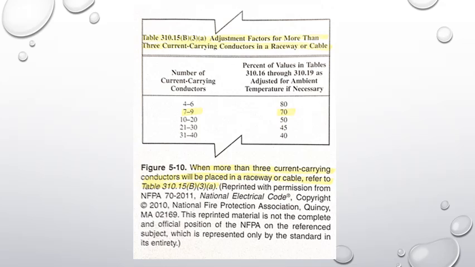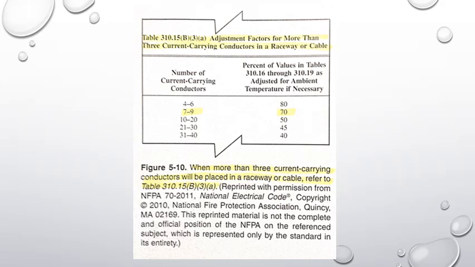What if the conduit in the previous example contained a total of 7 current carrying conductors? Since there are more than 3 current carrying conductors in the conduit, an adjustment factor from Table 310.15(B)(3)(a) has to be included in the calculation. See Figure 5-10 as shown on your screen.